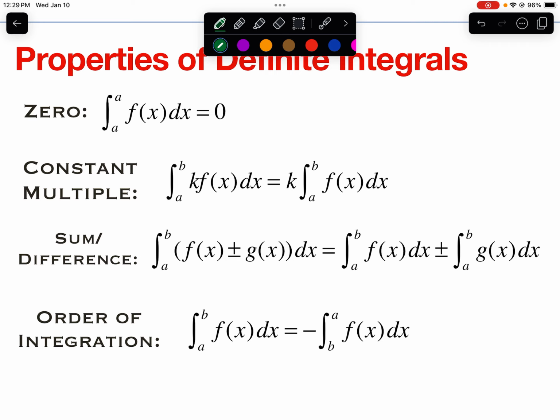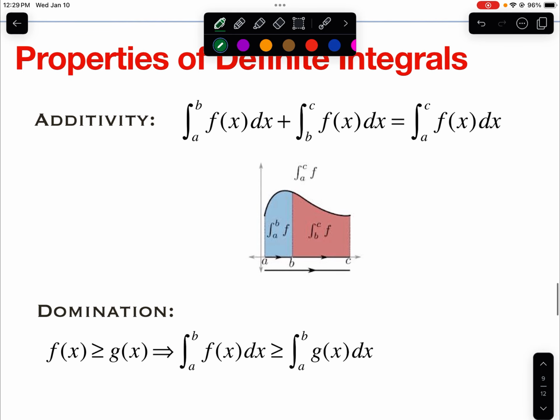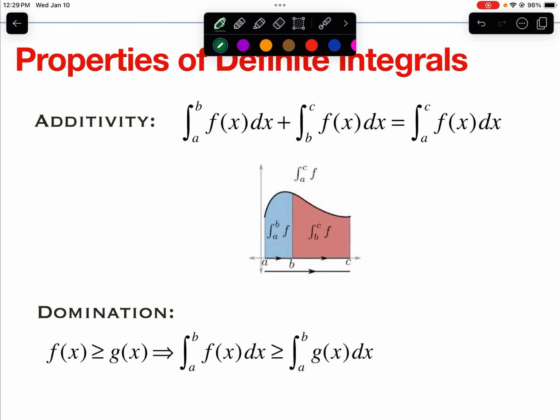Finally, the order of integration on this slide, if we switch the lower limit and upper limit of integration, then the result we get is the opposite of the original answer. It's kind of like we're integrating or finding area accumulation backwards, and so we get the opposite answer for that. Just a few more here. We used this additivity property on that last geometry example we did, where we split that into a bunch of chunks and then added those chunks together. That's what this shows, and I think the image describes it fairly well.